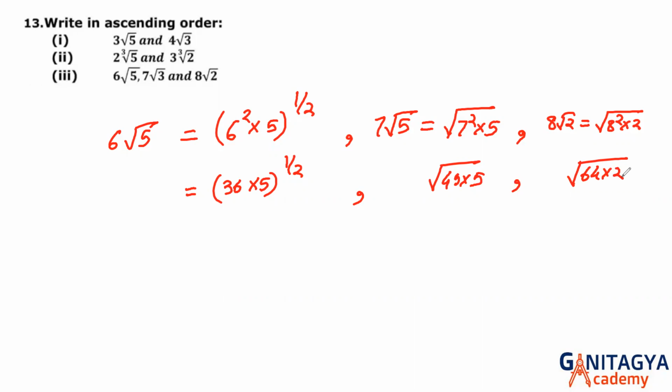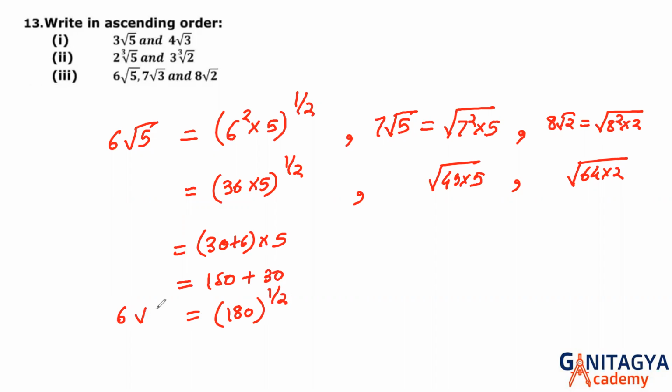So you know 36 into 5, I can write 30 plus 6 into 5. So it will be 150 plus 30, that is 180. And its power is 1 by 2. So number 1 is done. That is 6 root 5, I can write 180 under root.